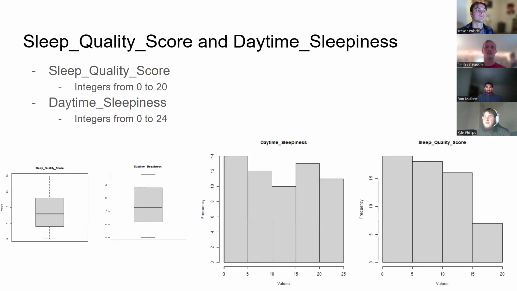Next, we have sleep quality score and daytime sleepiness. The sleep quality score ranged from 0 to 20, and the daytime sleepiness ranged from 0 to 24 on a questionnaire that each person did. Sleep quality score was fairly right skewed. Daytime sleepiness was fairly uniform, and otherwise, there's nothing crazy of note.